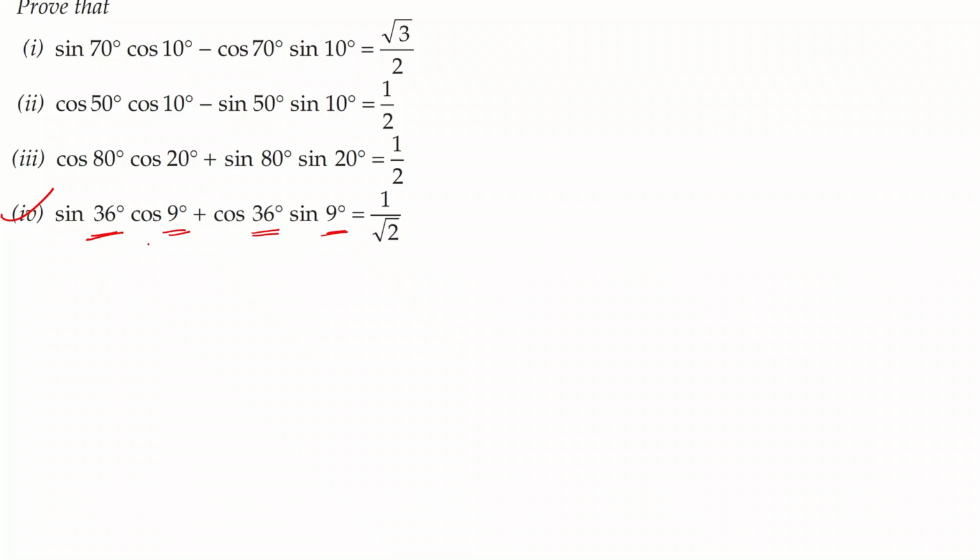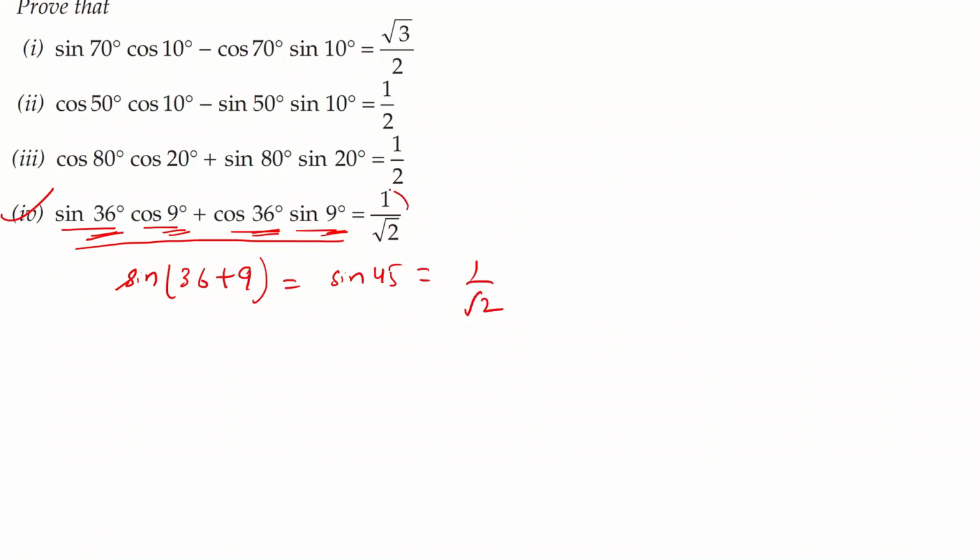So sine 36 cos 9 plus cos 36 sine 9. If you think of this as sine A cos B plus cos A sine B, it's actually sine of A plus B. So you can write it as sine of A plus B, which is equal to sine 45 degrees, which is actually 1 by root 2, and this is how you prove it. So similarly, all the three can be proved very easily. You just put down the formula that you know. Just for example, in this question number 2, it is cos A cos B minus sine A sine B, so it is cos of A plus B, so it is cos of 50 plus 10. Okay, in a similar manner you can proceed with the other questions as well.